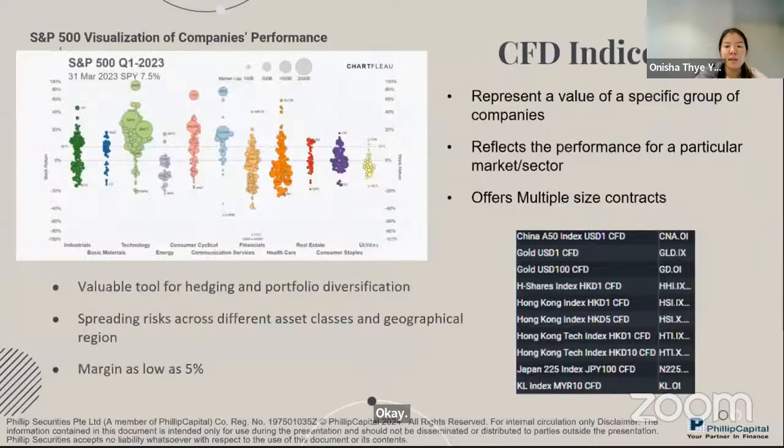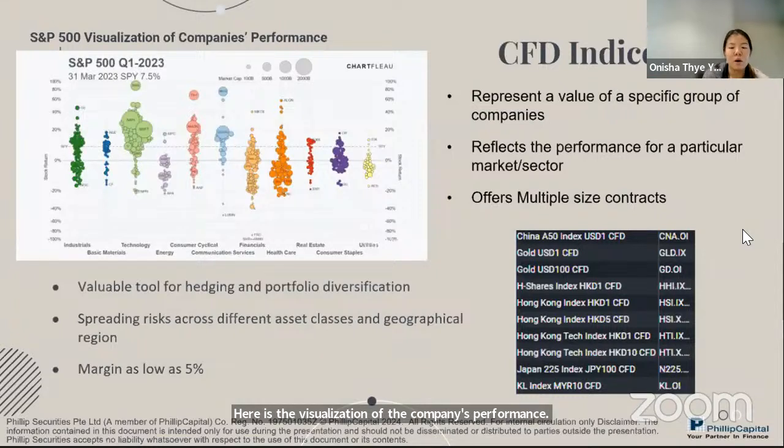So let's say for CFD indices. CFD indices cover a broad spectrum of markets, including major global indices. For example, the S&P 500 actually represents the value of a specific group of companies. It reflects the performance of a particular market or sector, as you can see here. Here is the visualization of the performance of the companies within the S&P 500 index.